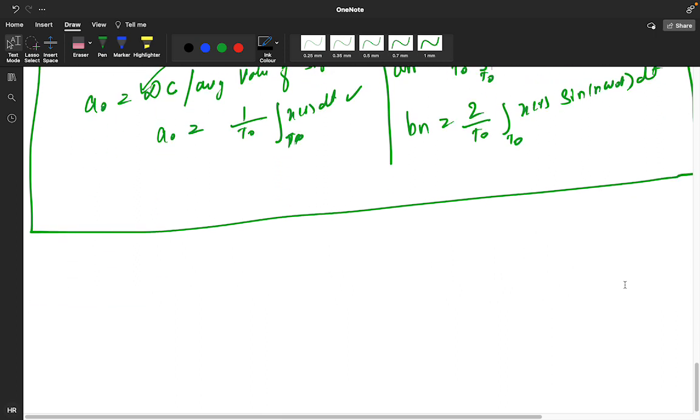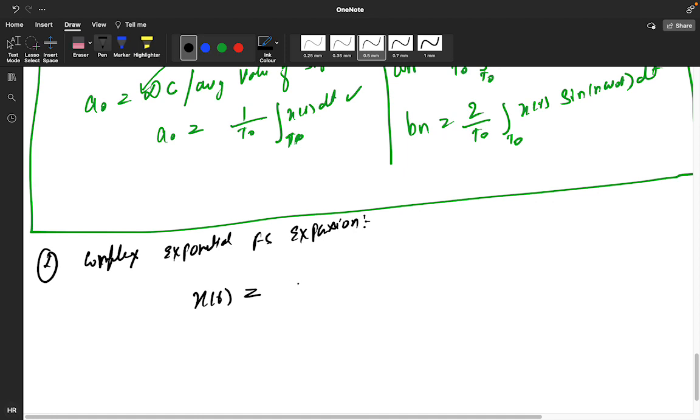And there is another way to represent that. Another way is known as complex exponential Fourier series expansion. And how can we represent the complex Fourier series expansion? X of t equals summation n equals minus infinity to infinity of cn e power j n omega naught t. That's it. What is c? C is your coefficient.